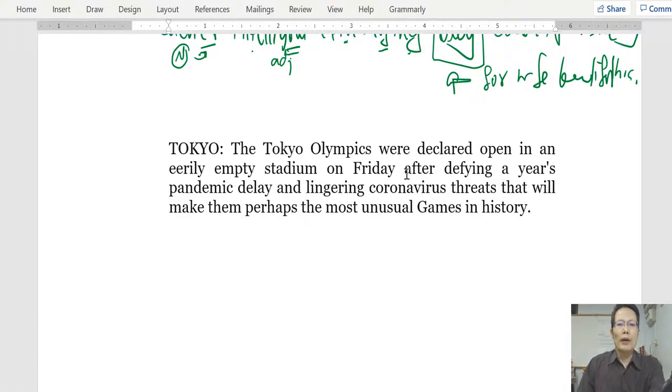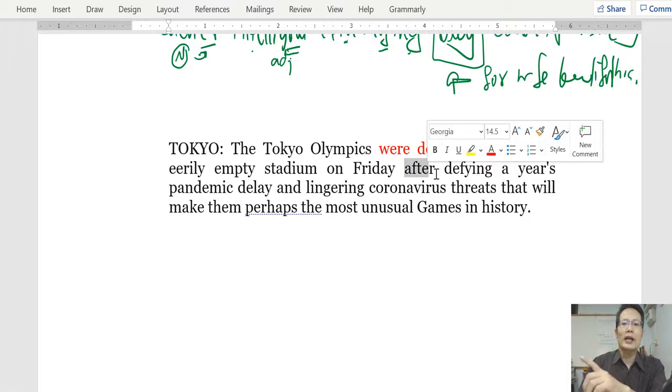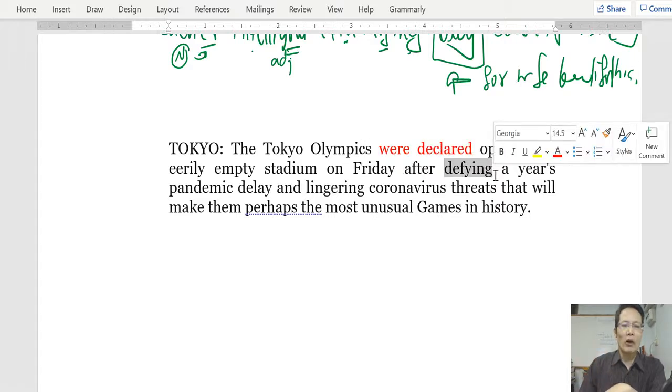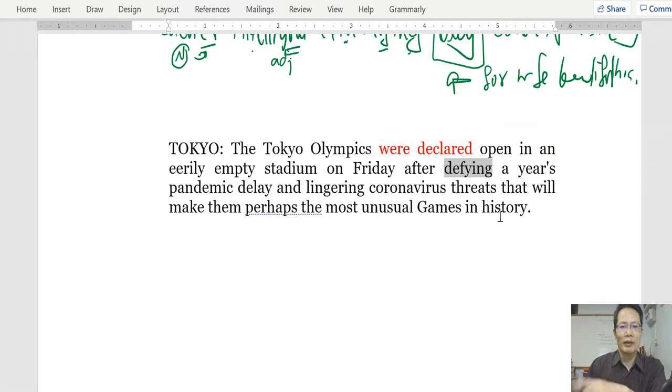Okay. So when we use number one, the first one is a verb here. Open is an adjective here. Declared open in six, okay? Empty on six once again. Friday, that's all. After six again. And we use now after, before, after. Delay is a noun, using a verb as a noun. I will explain for sure.